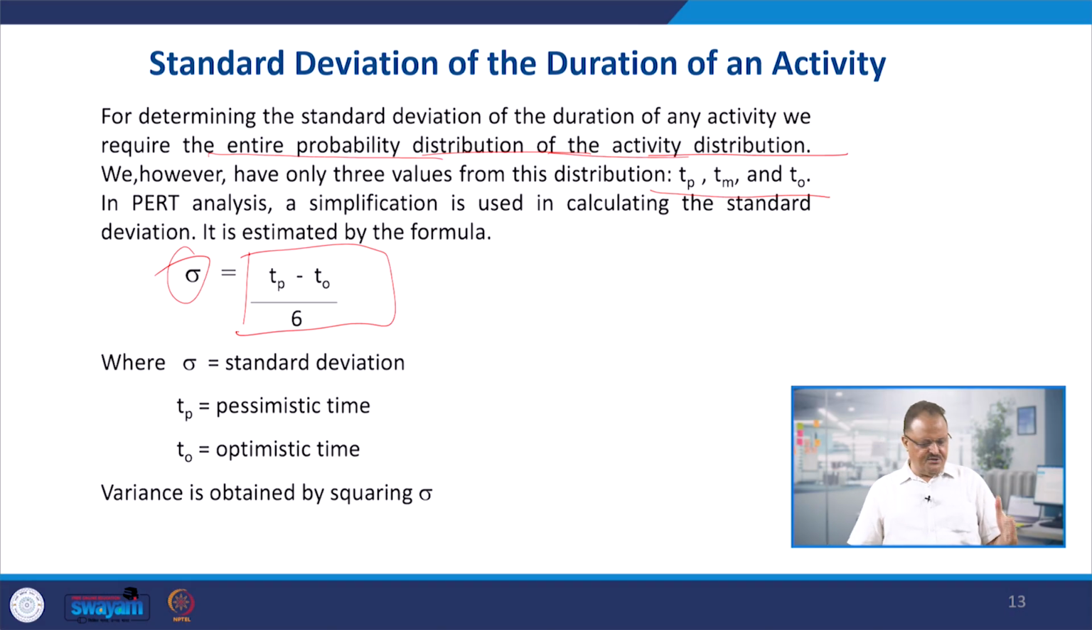So normally we have the 3 time estimates for completing an activity, but under PERT, for calculating the standard deviation, which is signified by sigma, we use this particular model: TP minus TO divided by 6, and finally we can use this sigma for calculating the expected duration of the completion of the project. So here sigma is the standard deviation, TP is the pessimistic time, TO is the optimistic time, and variance is obtained by scaling the standard deviation. If you scale the standard deviation, it becomes variance, and when you take the square root of the variance, it becomes the standard deviation.